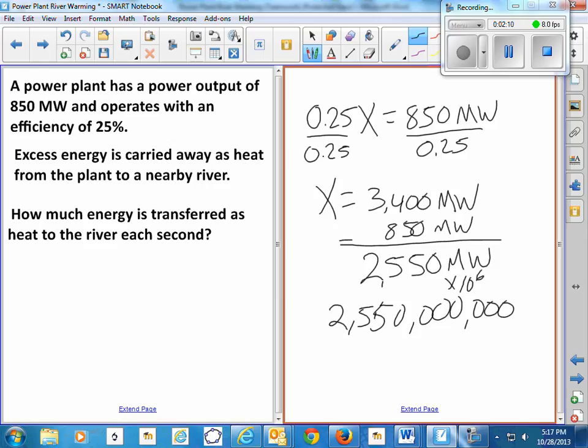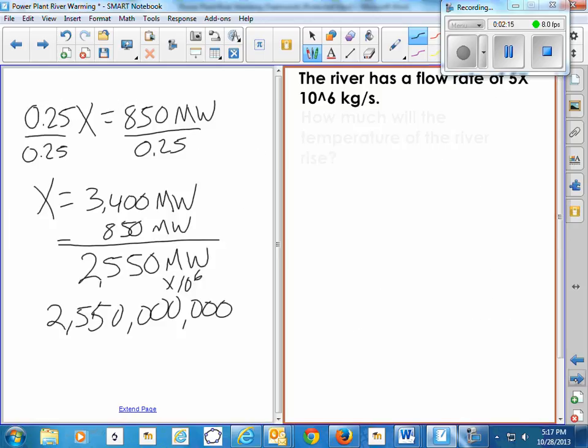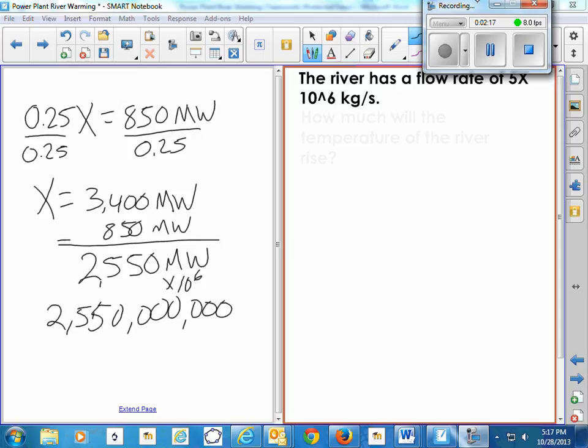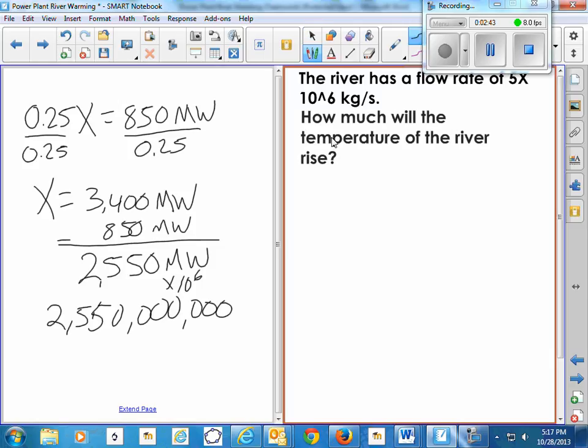Well, let's say our river has a flow rate of 5 million kilograms of water every second, 5 times 10 to the 6 kilograms every second, past a certain line across the river. So let's find out how many joules for every kilogram. And then we'll be able to figure out how much the temperature of the river rises.